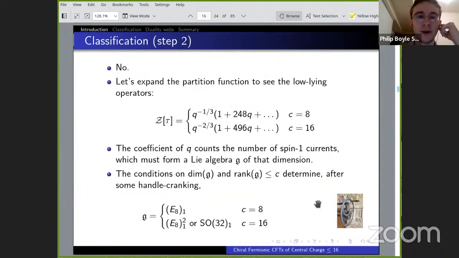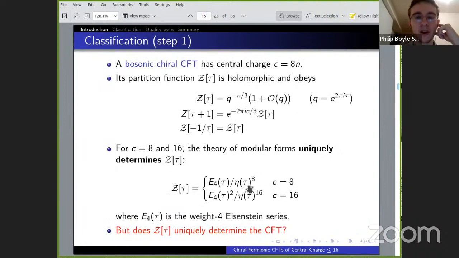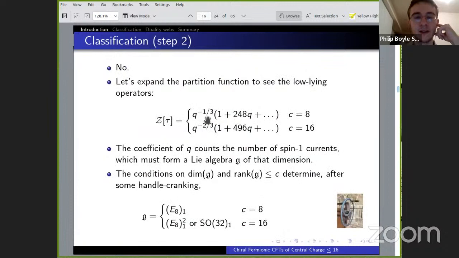Well, no, not quite. Let's expand these partition functions to see the low-lying operators. If you fire up Mathematica or Wikipedia, you can extract the low q expansion, and it looks like this. As I said, there's a unique vacuum. And the next term, in the E8 case, is 248q. Now, the coefficient of q counts the number of spin 1 currents, which must form a Lie algebra G of that dimension under fusion. So what is that Lie algebra?